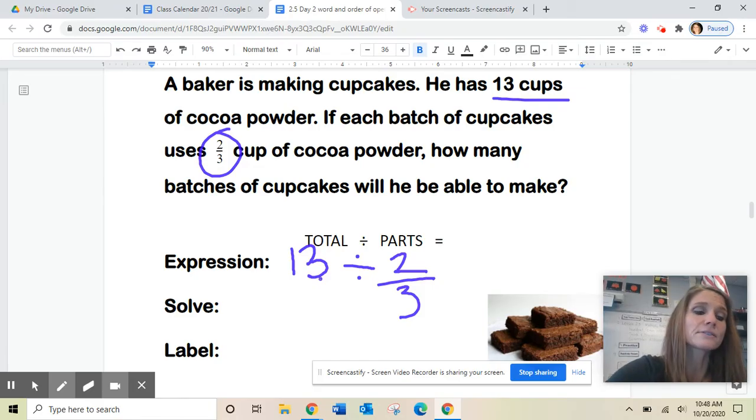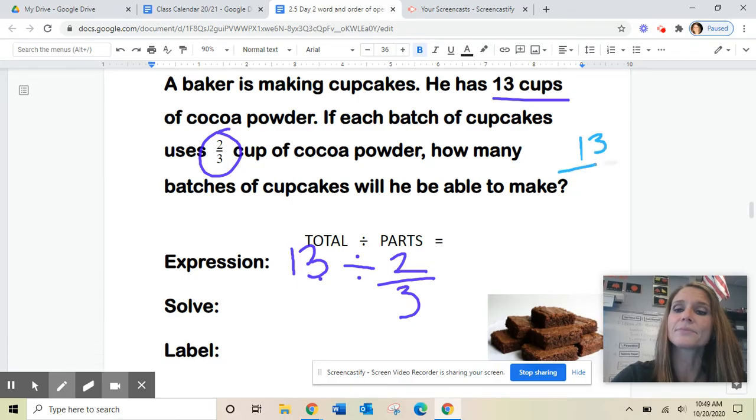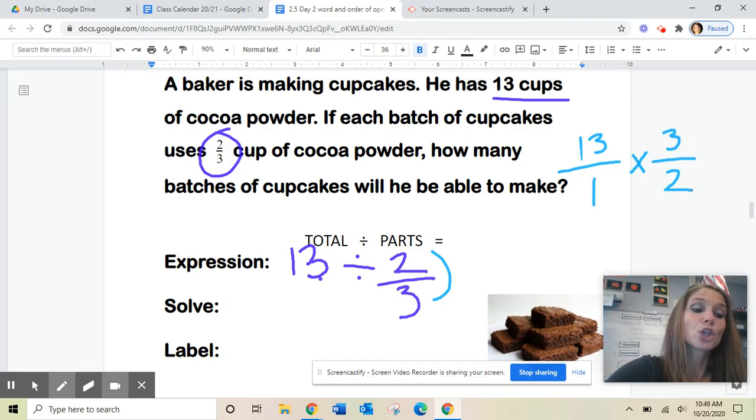And I'm going to solve this. I'm going to keep the cocoa the same. Don't change how much cocoa he has. But I'm going to make it look like a fraction by giving it a denominator of 1. I'm going to change my division to multiply. And I'm going to flip over my 2/3 into 3/2 as the reciprocal. Now that I'm set up looking like a multiply question, which is what our handout has us do, we're all prepared and ready to go. Now it's time to just multiply and then simplify.